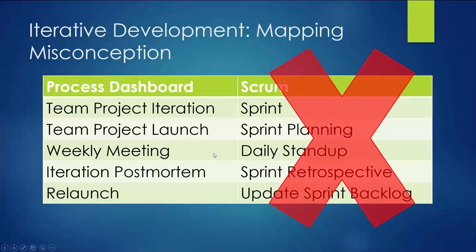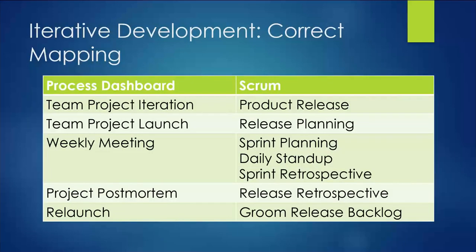This misconception, I think, is one of the biggest challenges that teams might run into if they try to apply a high maturity approach to a Scrum project. And so what I'd like to show instead is the correct mapping for these different terms. So in the high maturity approach, a team might put together a team project with iterations. And the Scrum concept that matches that most closely is not a sprint, but is a product release or program increment. Different teams use different terminology.